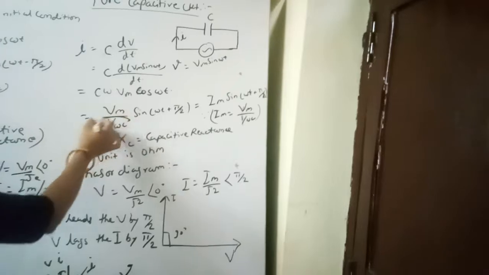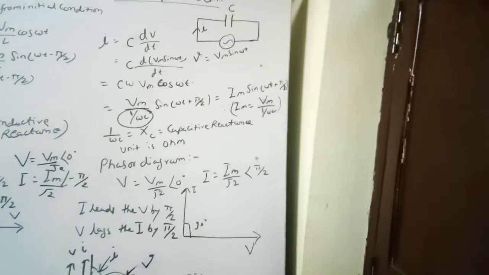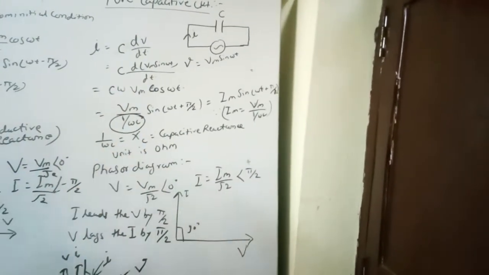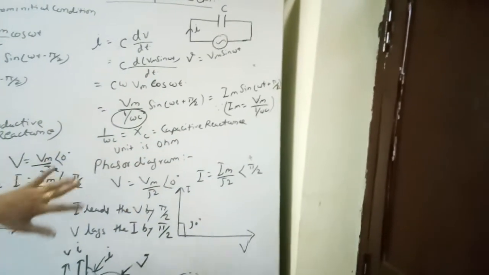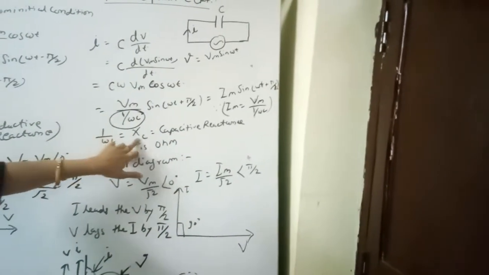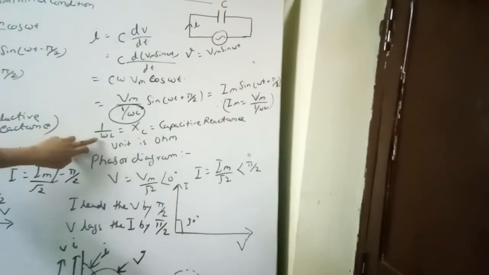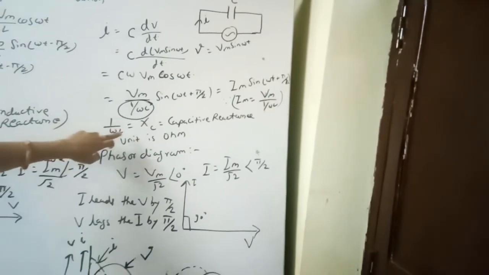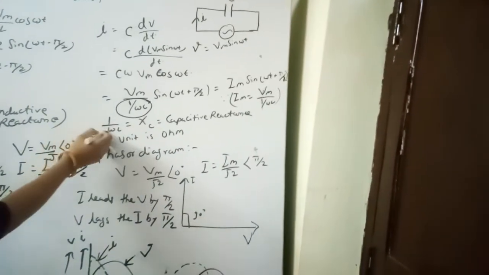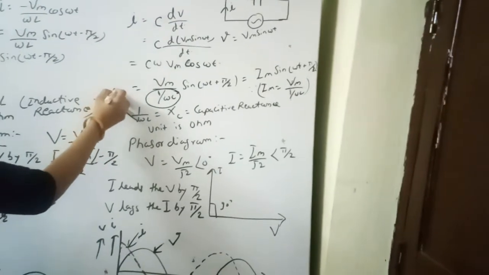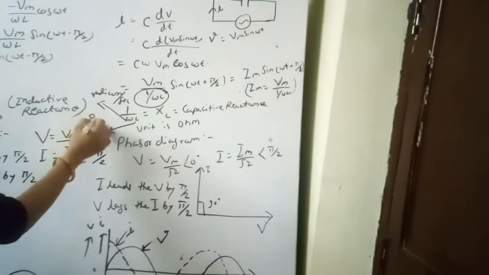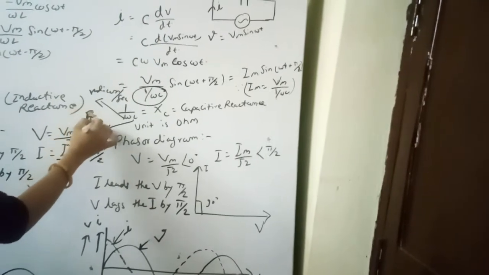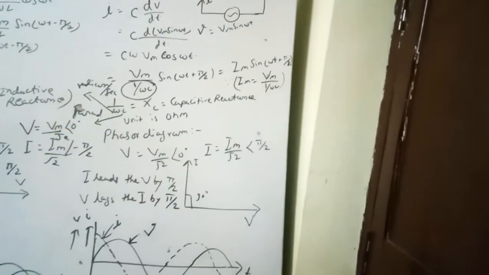Now this 1 upon omega C is called the capacitive reactance, represented by Xc. The unit of this Xc is ohm, when omega is in radian per second and C is in farad. Then its unit becomes ohm.